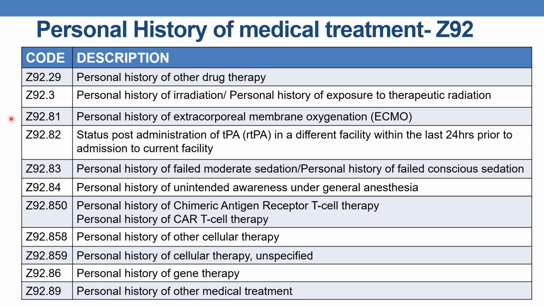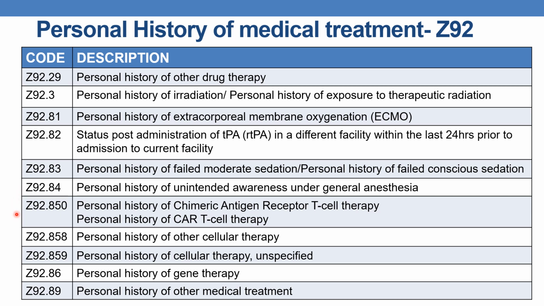The next is Z92.81. It deals with personal history of extracorporeal membrane oxygenation, ECMO. The next is Z92.82, status post administration of TPA, that is tissue plasminogen activator, in a different facility within the last 24 hours prior to the admission to current facility. The next is Z92.83, personal history of failed moderate sedation or personal history of failed conscious sedation. The next is Z92.84, personal history of unintended awareness under general anesthesia.